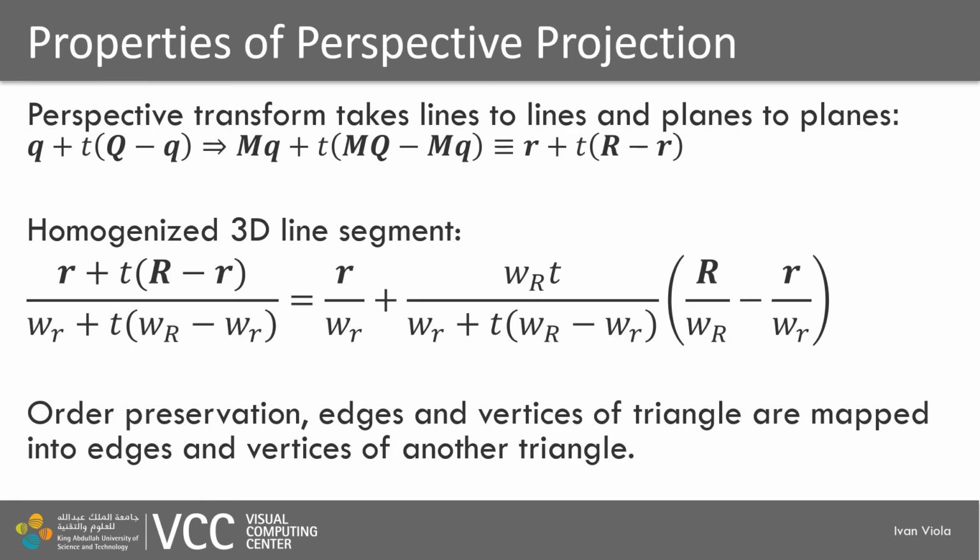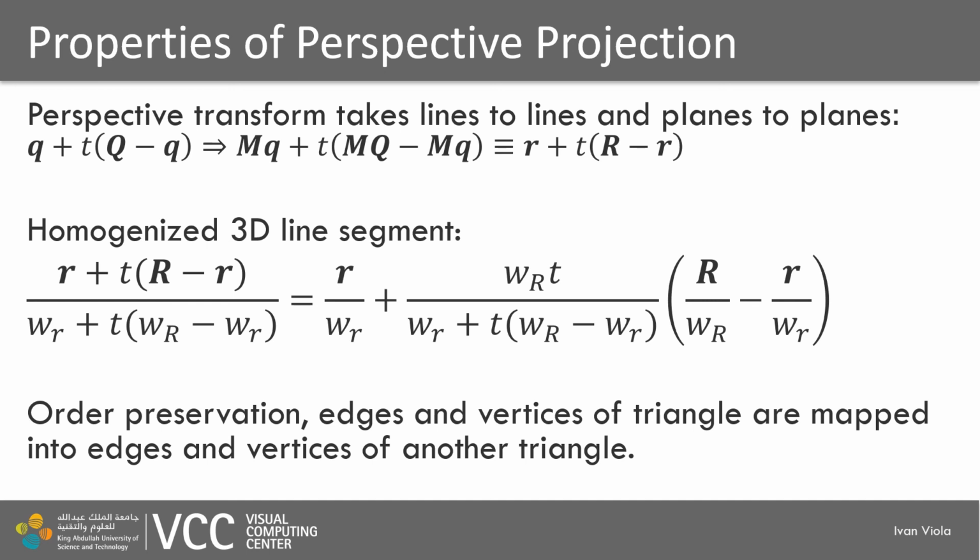It is important to note several properties of perspective projection and show their formal behavior. One such property is that the perspective projection transformation keeps lines to be lines after the transformation, and planes to be planes. So lines will be straight, and so will be the planes. So let's have a look at what happens to a line under such a perspective projection.